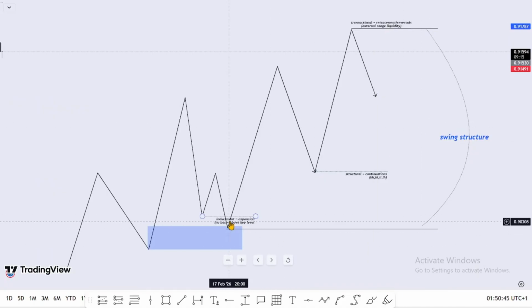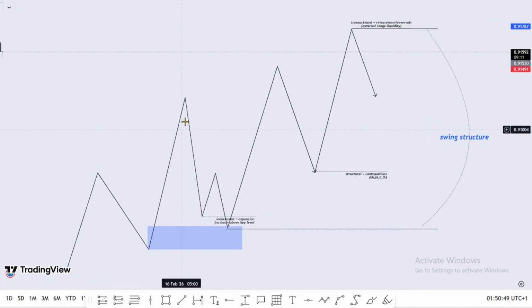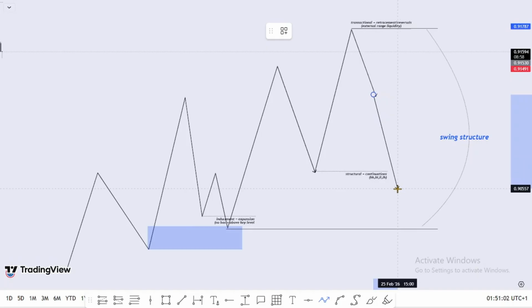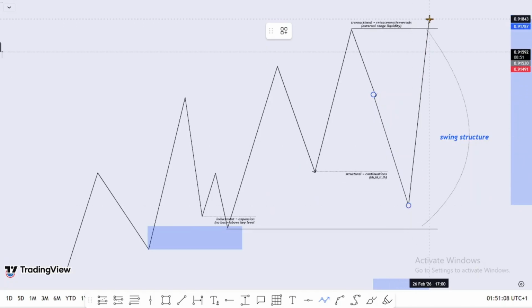This inducement liquidity, I want you guys to take note of it. It's used for expansion. So when price takes out inducement liquidity, the next thing you have is an expansion. Now, this structural liquidity is used for continuation. Why? Because price is going to take out this structural liquidity, and when it takes it out, it's going to tap into this place and expand higher.